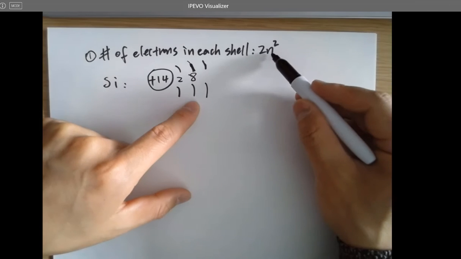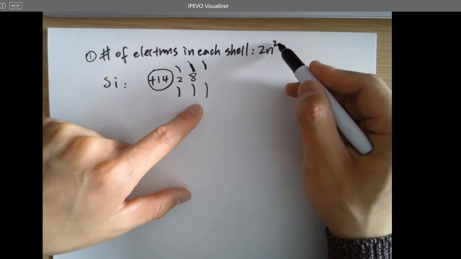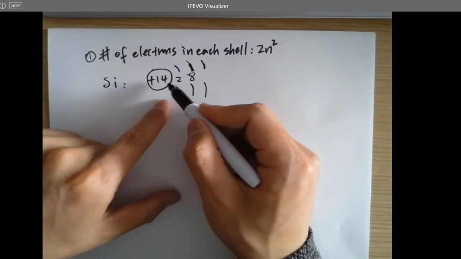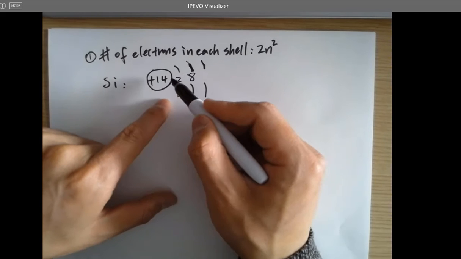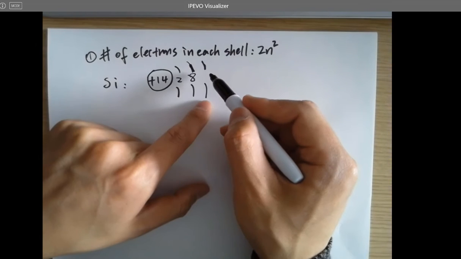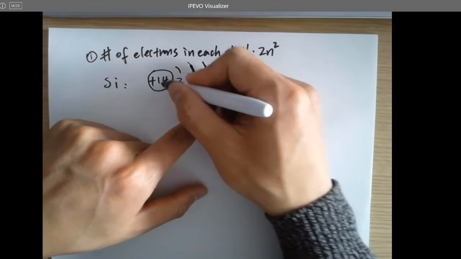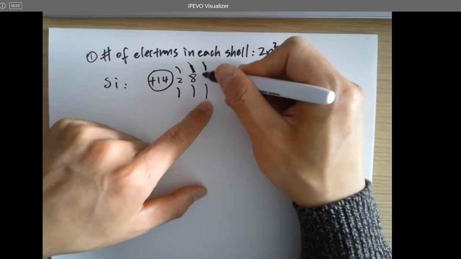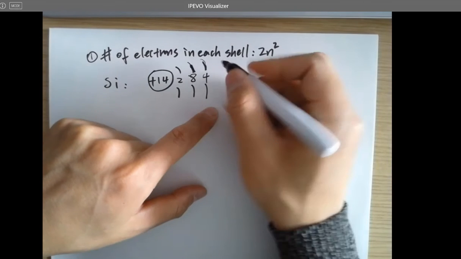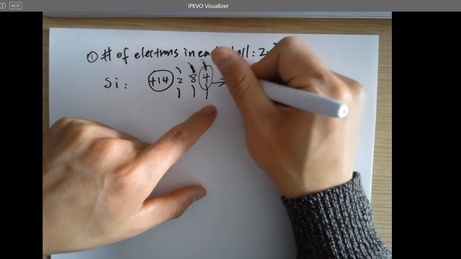18 should be the maximum, right? Because 3 to the second will be 9, and 2 times 9 is 18. However, silicon only has 14 protons in total, so it shouldn't be 18 here. The maximum capacity is 18, but a silicon atom only has 4 electrons at the outer orbital. So these 4 electrons here are called valence electrons.